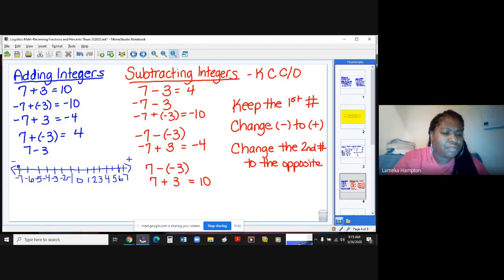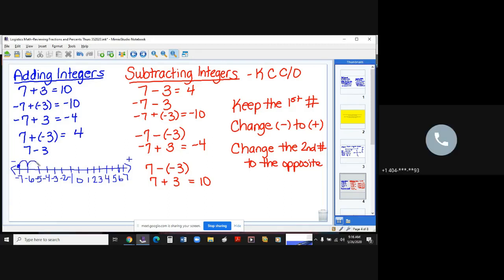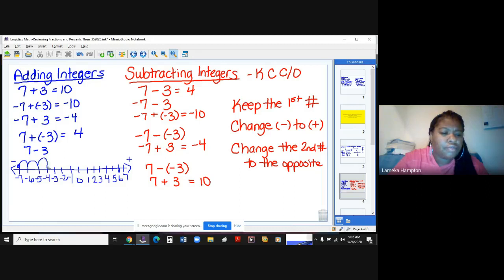All right, so that means I have to go to the right 3, because 3 is a positive number. Okay, so that means I am going to go 3 spaces to the right to find my answer of negative 7 plus 3. So I'm going to go 1, 2, 3. Okay. So because I went 3 spaces to the right, because 3 is a positive number, my answer is going to be negative 4. And as you can see, we have negative 4.